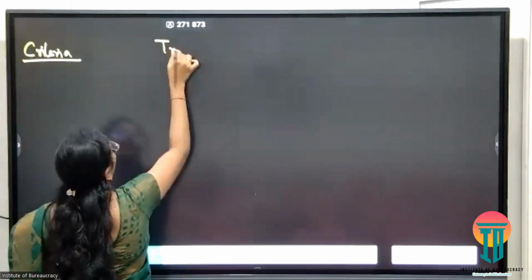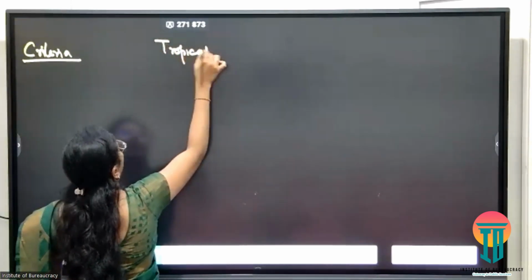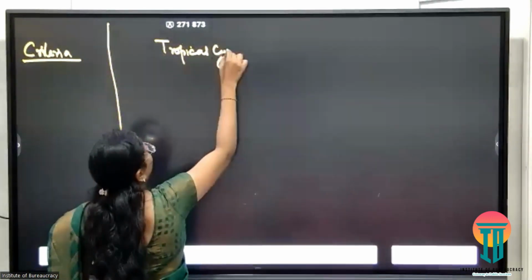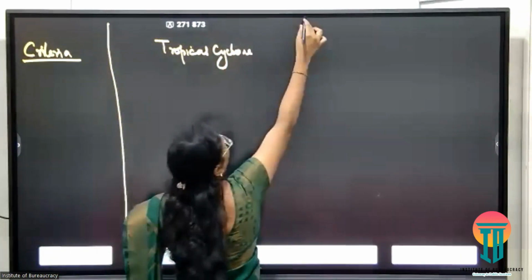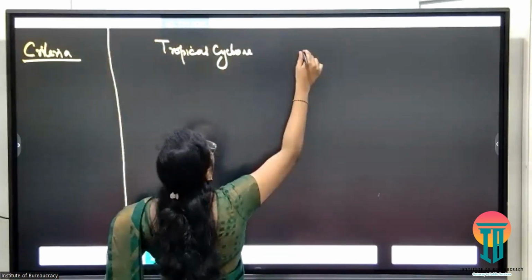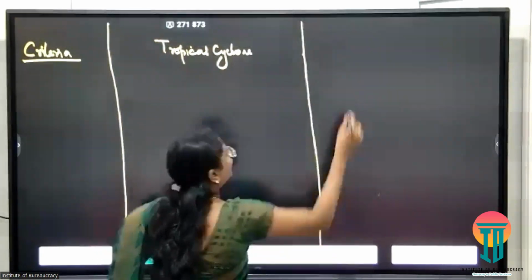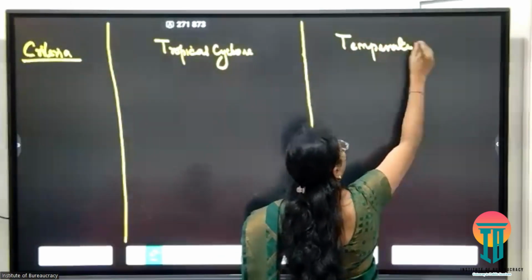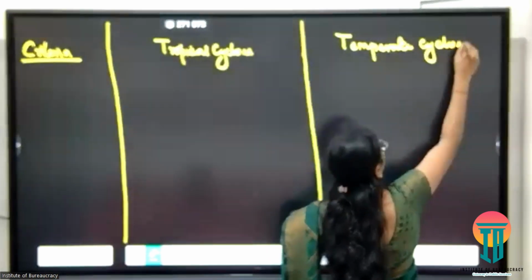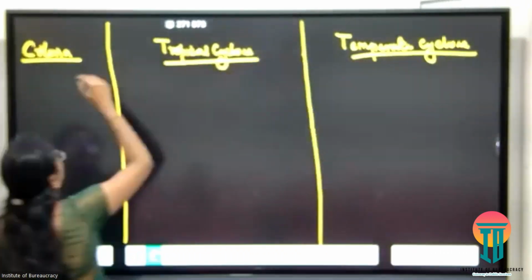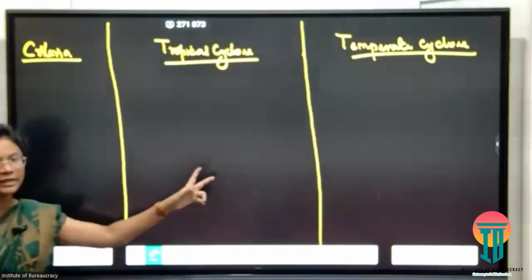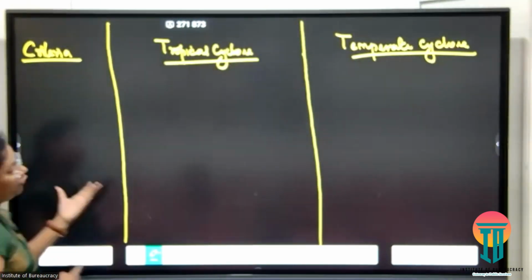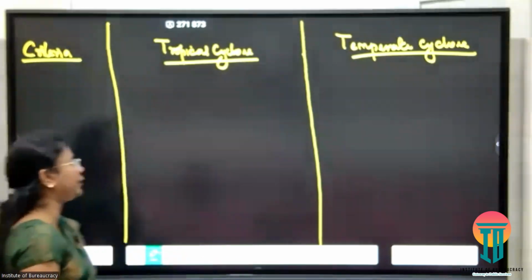First one is my tropical cyclone. Second is my temperate cyclone. So comparison will save a lot of time. Otherwise, we could discuss the criteria for individual cyclones separately. For example, track, movement, and impact of each cyclone can be talked about separately.